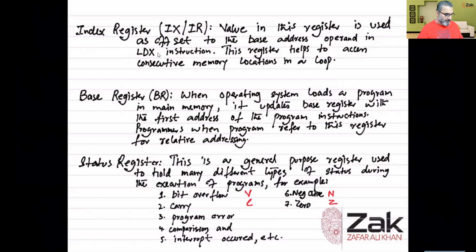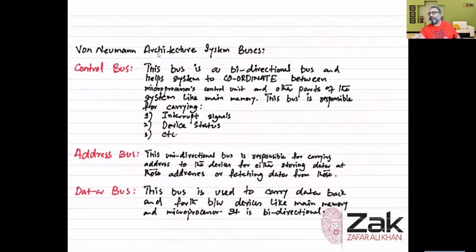And then the last thing that we discussed today was buses. So, Von Neumann architecture system buses. The control bus is bidirectional; data can come in and go out. The control unit uses it to sync with all the parts of the microprocessor and outside. This bus helps the system coordinate between the microprocessor, control unit, and other parts of the system like main memory.